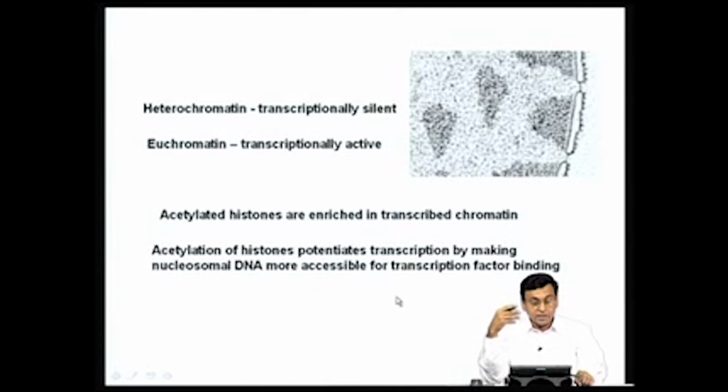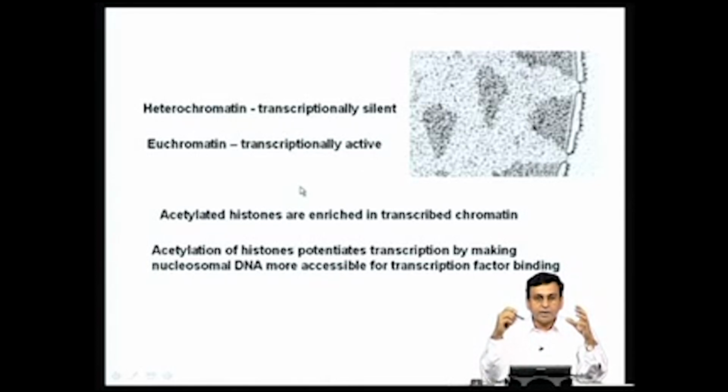So now you can really see, people went back to see how exactly you can correlate these observations to some of the observations they made earlier. Now I told you earlier, heterochromatin, which is a highly condensed chromatin, is transcriptionally silent, and euchromatin, which is lightly stained regions of chromatin, is transcriptionally active.